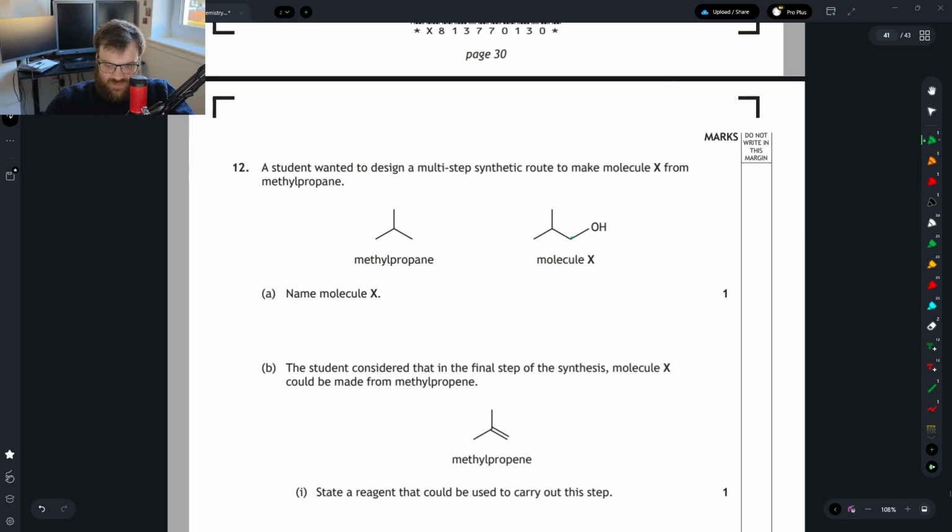Molecule X, well, we have carbons. We have 3 carbons in a row. We have a methyl group, OH on the first one, and the methyl group on the second. So 2-methylpropan-1-ol.